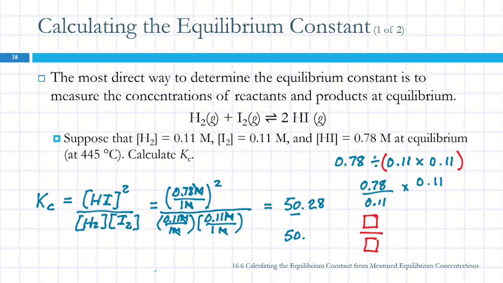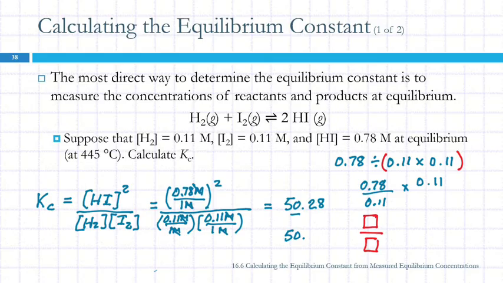Is the reason why it's Kc because there's a change in concentration? The reason that it's Kc is because they reported the amounts in moles per liter. They reported the concentrations. If they gave us partial pressures, then we could calculate Kp. So if we saw atm, then it would be Kp.